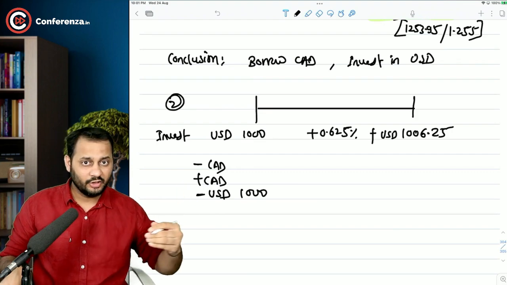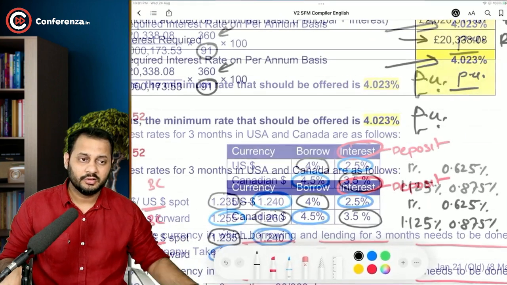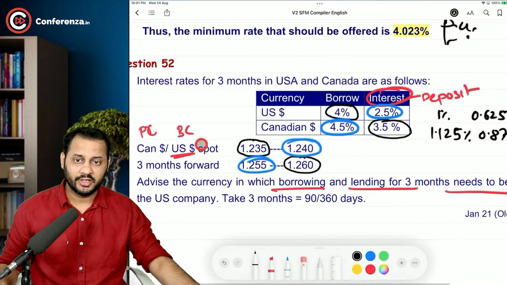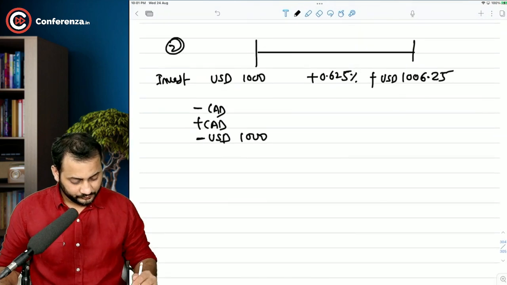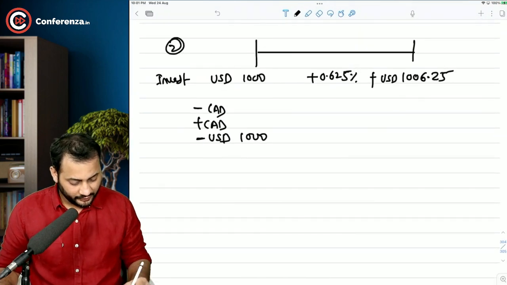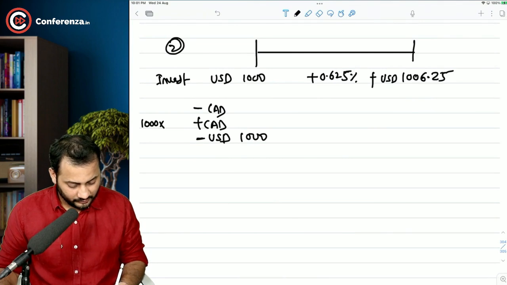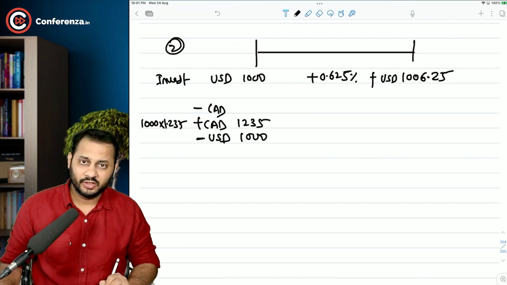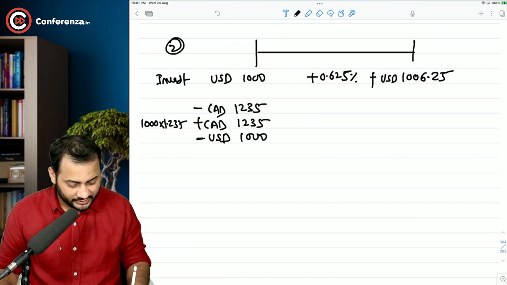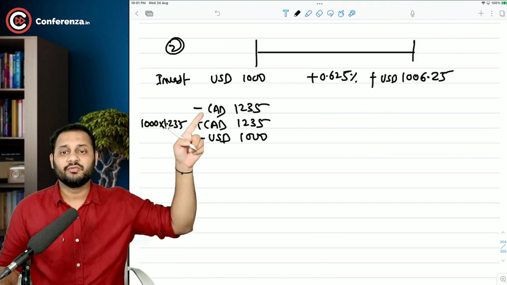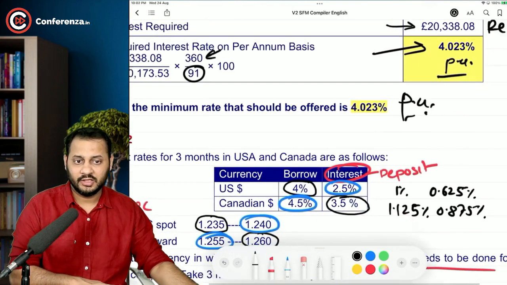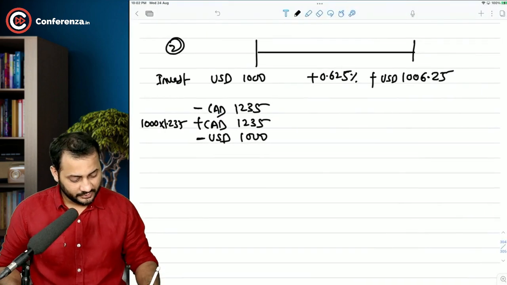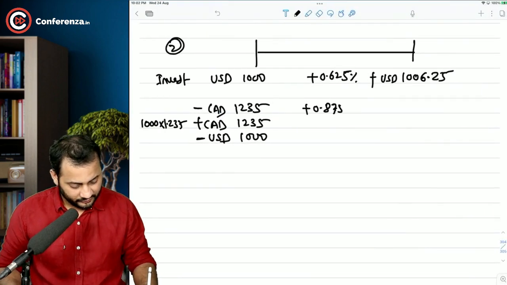So 1000, sell dollar today, bank will buy it. If you sell the US dollars today, bank will buy it. That means 1.235. So 1000 multiplied by 1.235, this many Canadian dollars will be received by you and you will invest that. How much interest will you earn on this Canadian dollar? The deposit rate for Canadian dollar is 3.5%, which comes to 0.875% for 3 months.